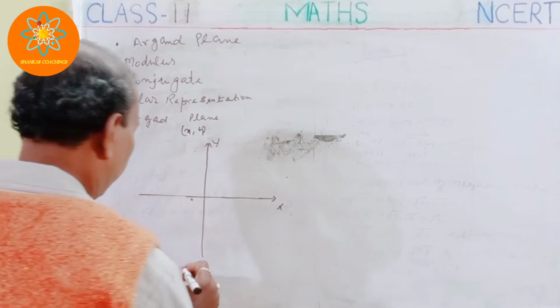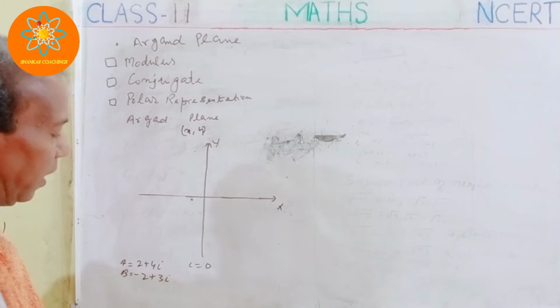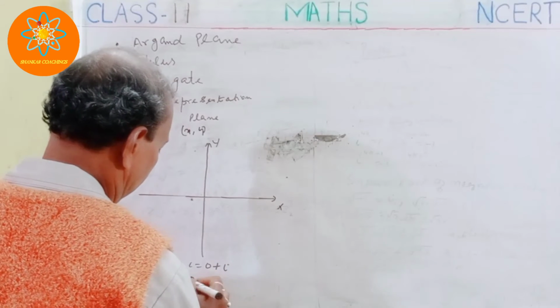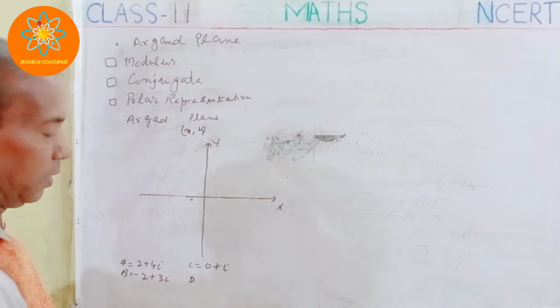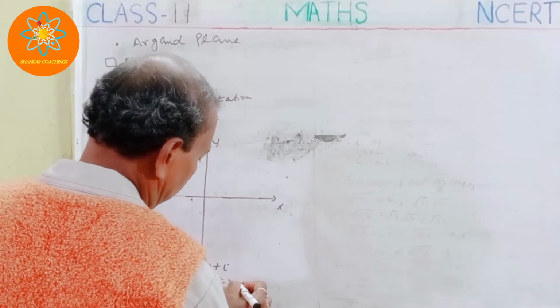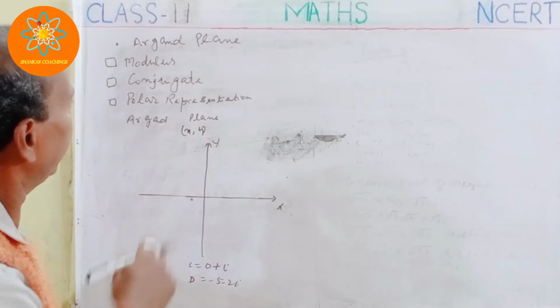Similarly, I have one more point C, which is equal to 0 plus 1i. And one point is minus 5 minus 2i. I want to represent these on the Argand plane.